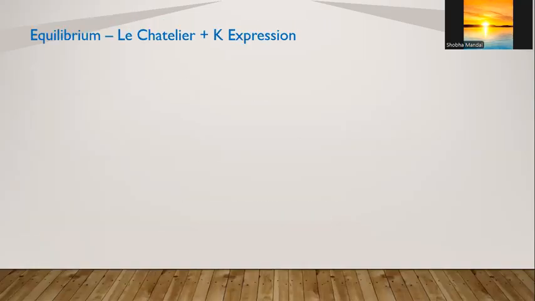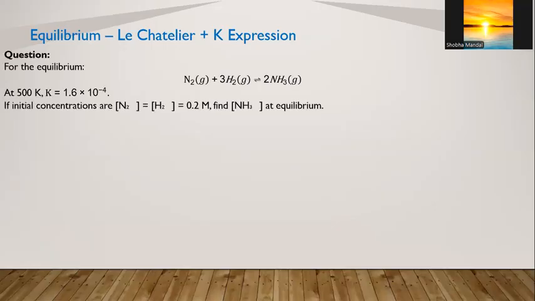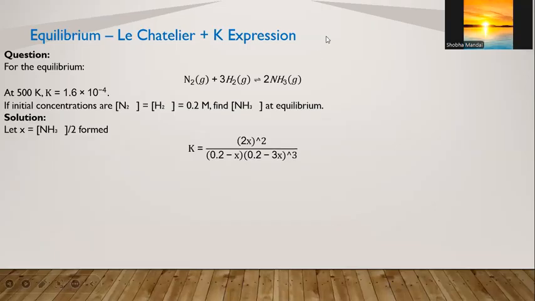The next question is based on equilibrium. In this question, we have to calculate the molar concentration of the product ammonia at equilibrium. While solving, we'll use the expression for the equilibrium constant, and we can use the ICE table to calculate the equilibrium concentrations of the reactants, and we can plug them into the formula for the equilibrium constant.